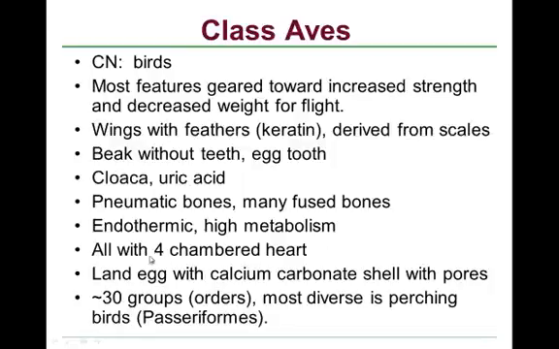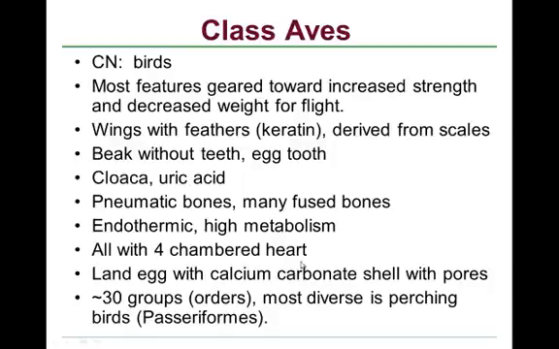All birds have a four-chambered heart, so they have complete separation of the systemic loop going to the body and the pulmonary loop going to the lungs. They have a land egg, and it's very much like the land egg that we showed you for the reptiles. The major difference is in the shell. In the reptiles, the shell would be proteinaceous, or made out of protein and kind of leathery. In the birds, the shell is made out of calcium carbonate and is hard and brittle. It has many small pores in it.